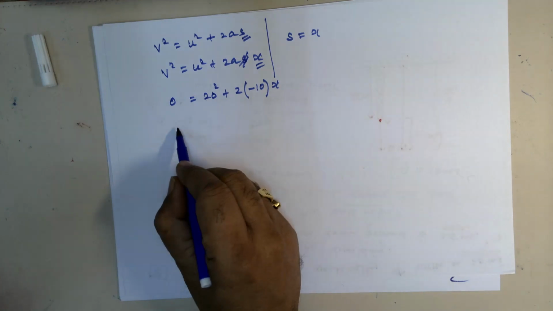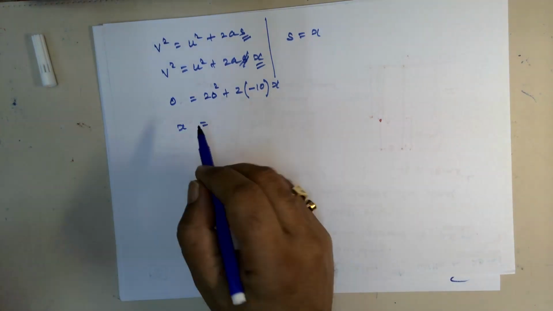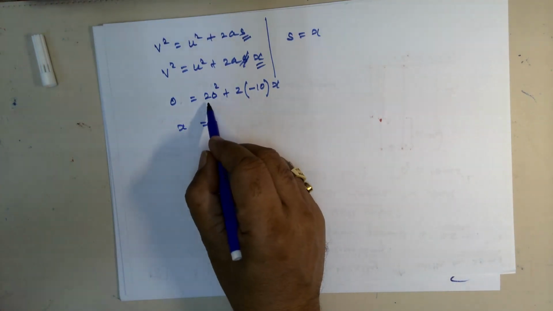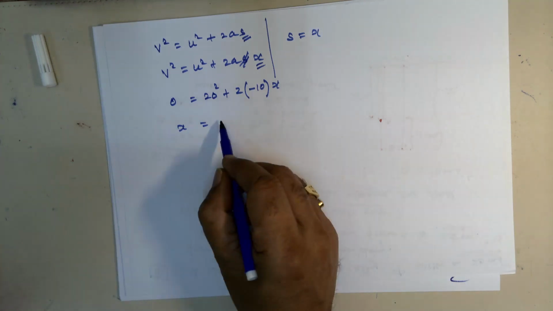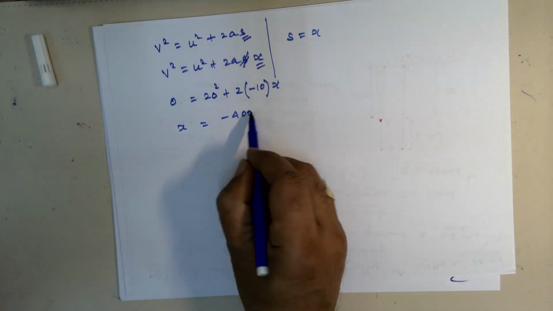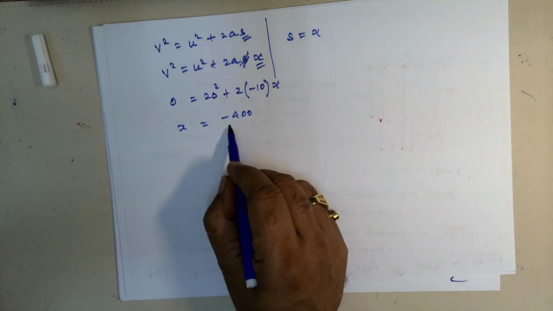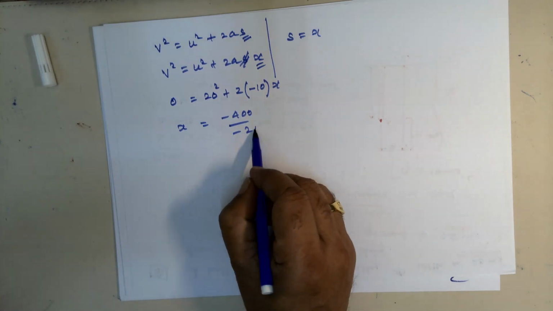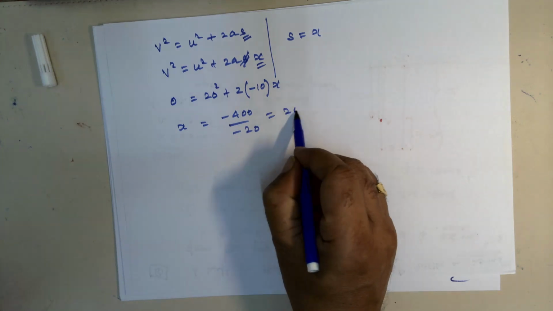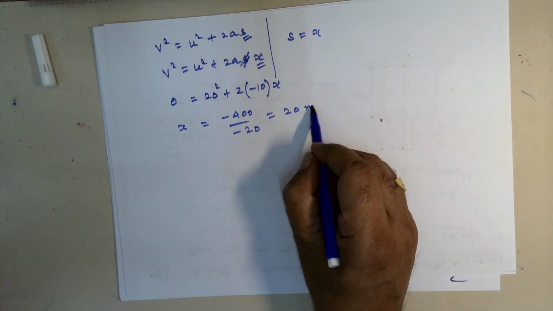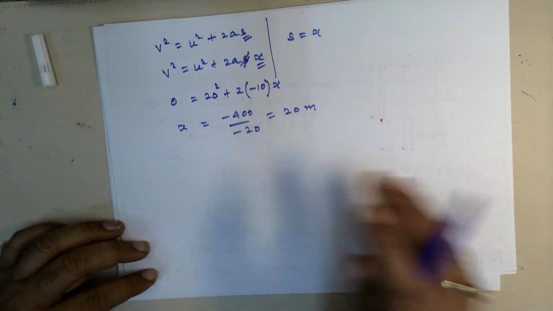20 meter. X is equal to, this is 400. When it goes here, minus of 400. And what about this one? That is 20. So divided by minus 20. Okay, so it means 20 meter. So X is 20 meter.